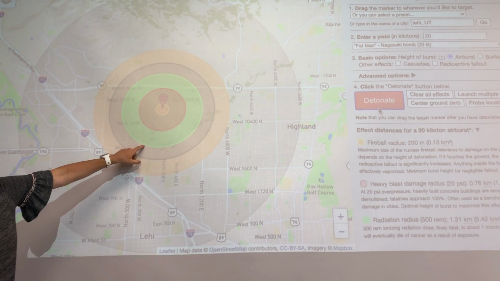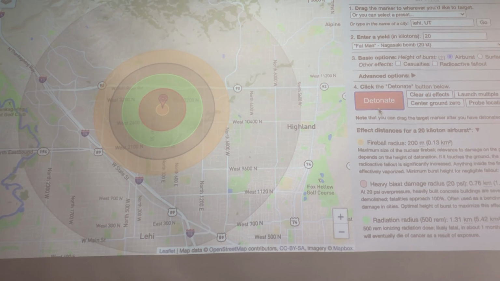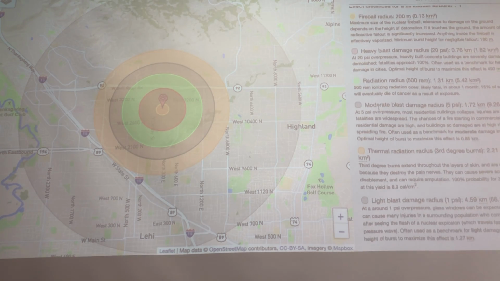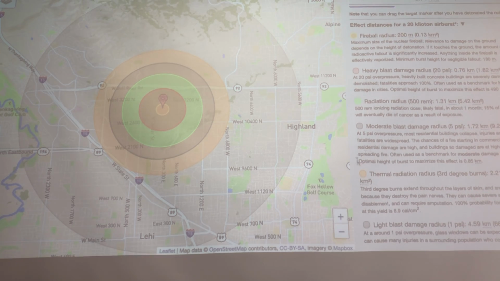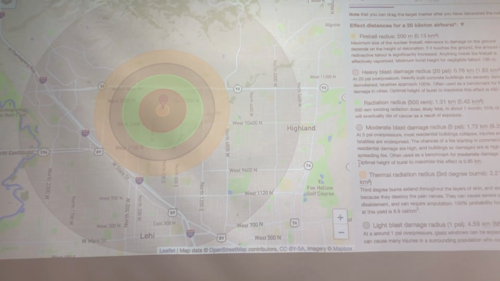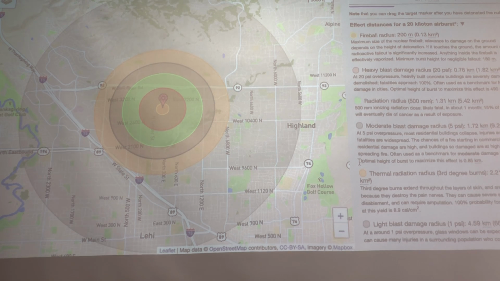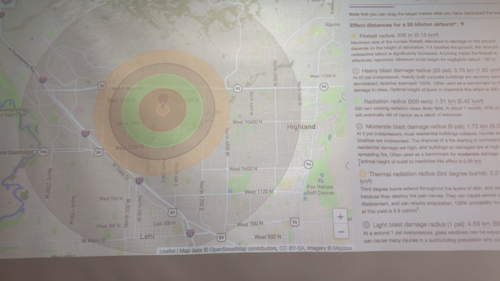The inner blue ring, this one, just like the massive, so the big outside one, that's the air blast radius. So that farther outside air blast radius says that glass windows are expected to break. It will cause many injuries to the surrounding population. And then anything within this orange one, everyone in that radius is going to get third-degree burns. So, pretty extensive, right? Of an area.